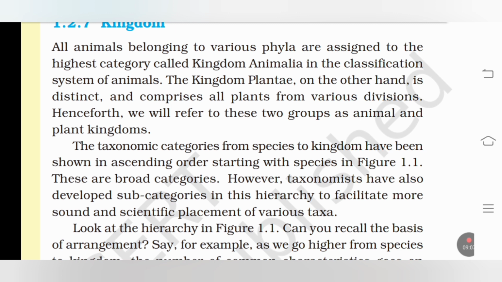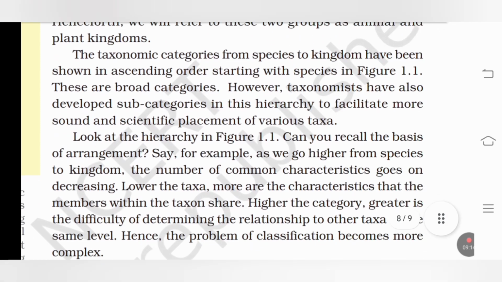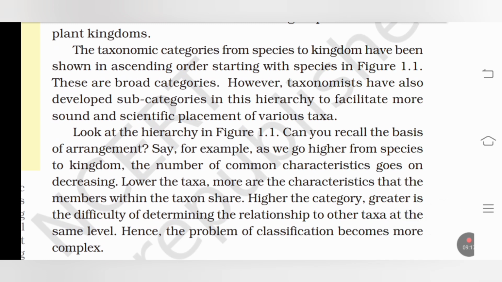However, taxonomists have also developed subcategories in this hierarchy to facilitate more sound and scientific placement of various taxa. Look at the hierarchy in the figure 1.1. Can you recall the basis of arrangement? Say for example, as we go higher from species to kingdom, the number of common characters goes on decreasing. Lower the taxa, more are the characters that the members within the taxon share. Higher the category, greater is the difficulty of determining the relationship to other taxa at the same level. Hence, the problem of classification becomes more complex.